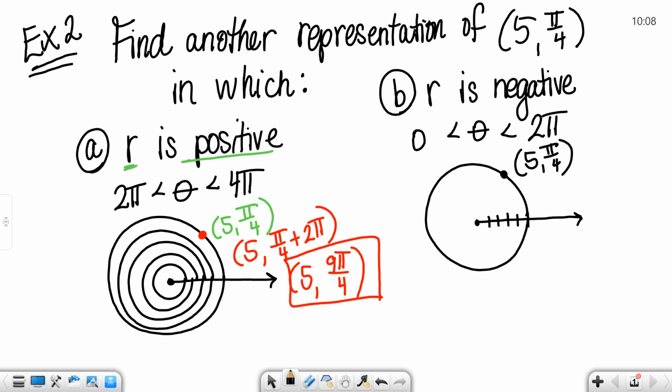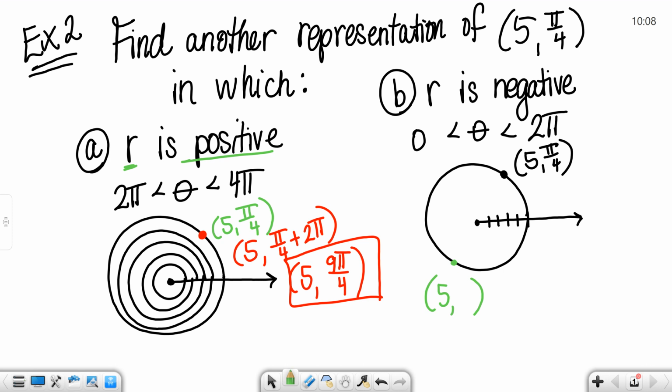Now, they want us to name that same point, but use a negative r. So here's the way I think of that. If I were naming this angle over here across the pole, if I knew that angle, I'm sorry, didn't mean to put a negative there. What do I know about that? I know for sure that point is still on the 5th ring.